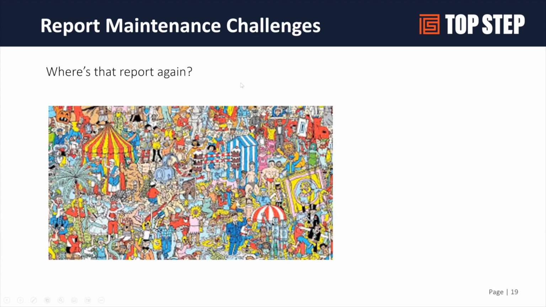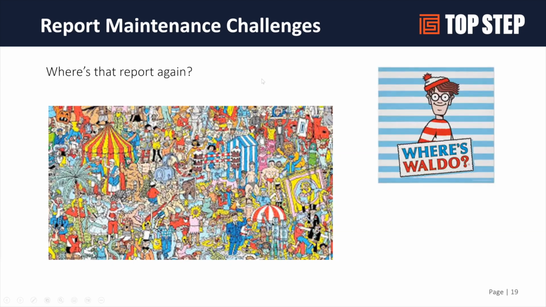Okay, let's talk about maintenance. So everyone starts off with the best intentions. We're going to create a core set of reports and we're going to roll them out to the business. And then 2 years later, where's that report? How do I find it? What reports or what report is giving me this data? It can quickly become a bit of a where's Waldo scenario. And so there's some things you can think about in cleaning up, maintaining those reports.